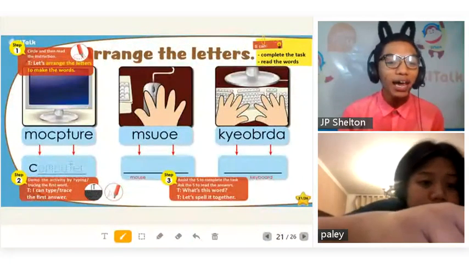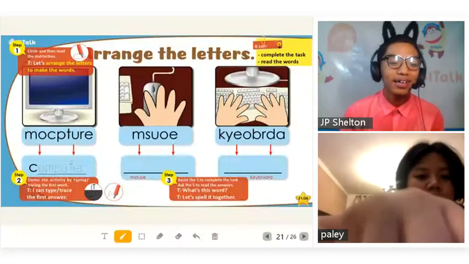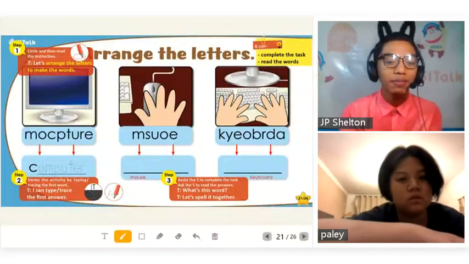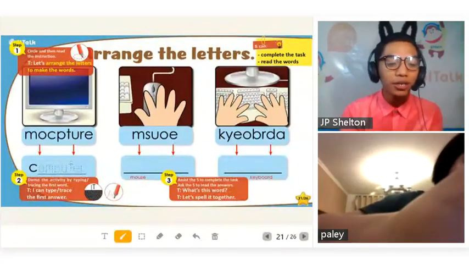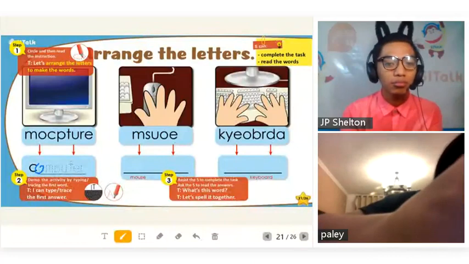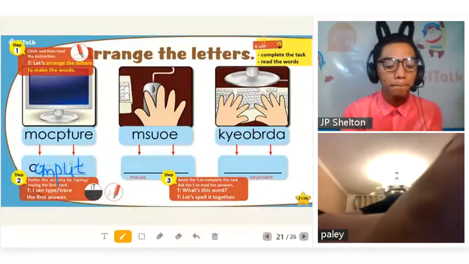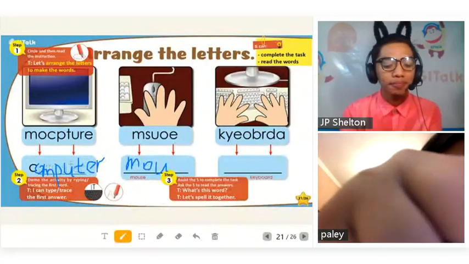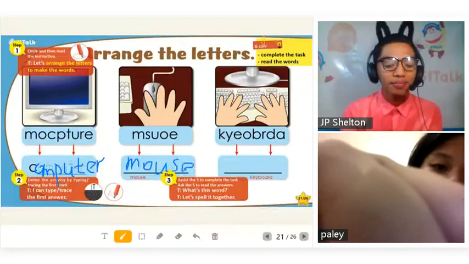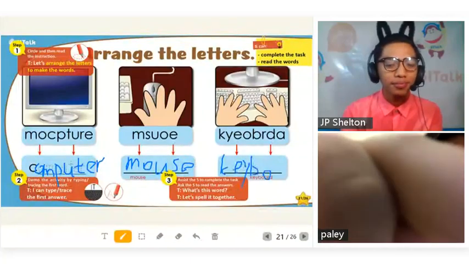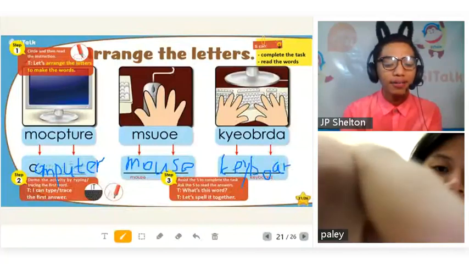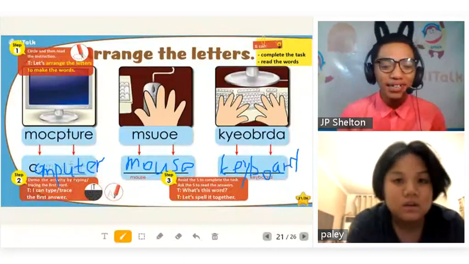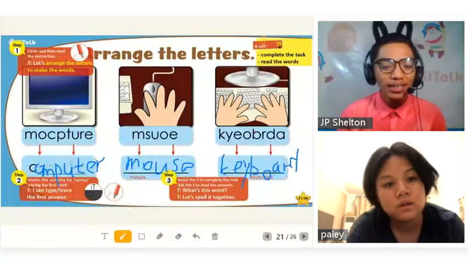Okay, here. Let's arrange the letters. Okay, number one is? Computer. Okay, very good. Please write the word computer. C-O-M-P-U-T-E-R. Mouse. M-O-U-S-E. Keyboard. Okay, K-E-Y-B-O-A-R-D. All right, very good. Okay, great job. All right, so now let's go to the next page.